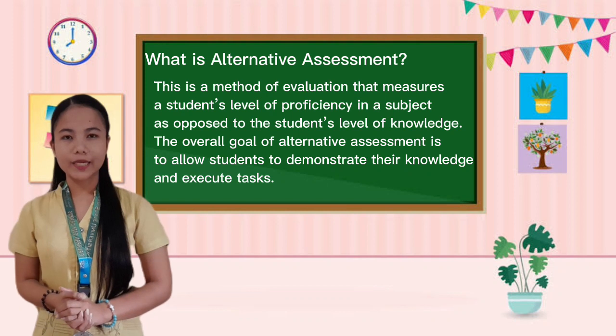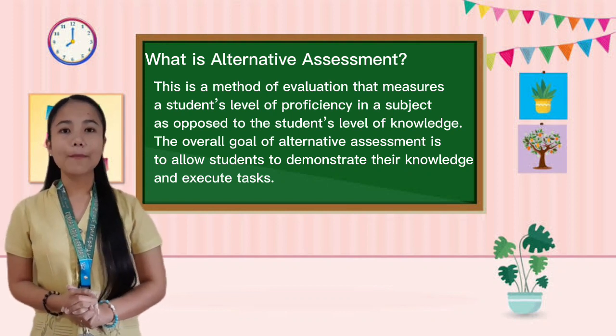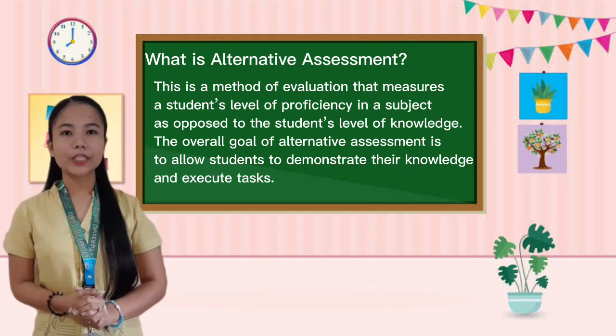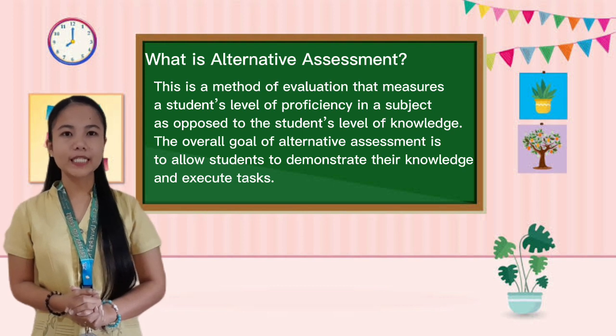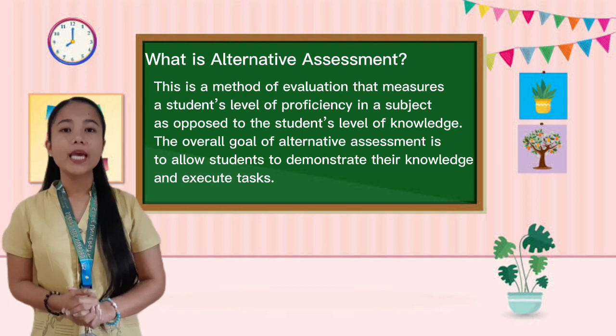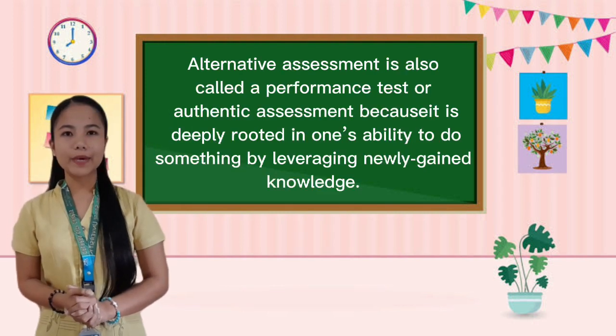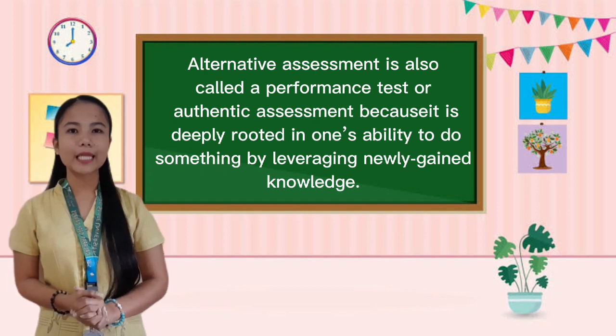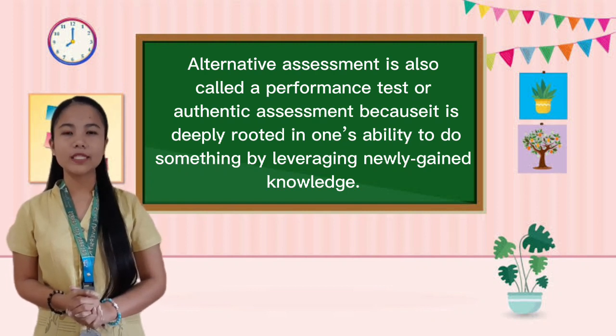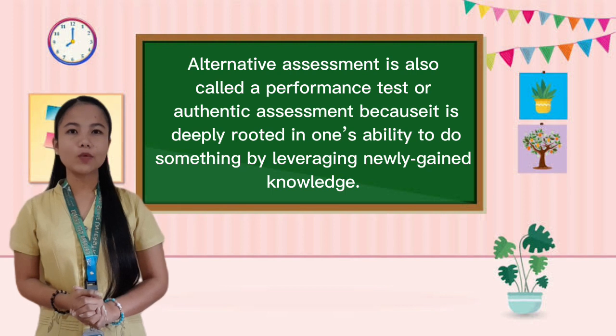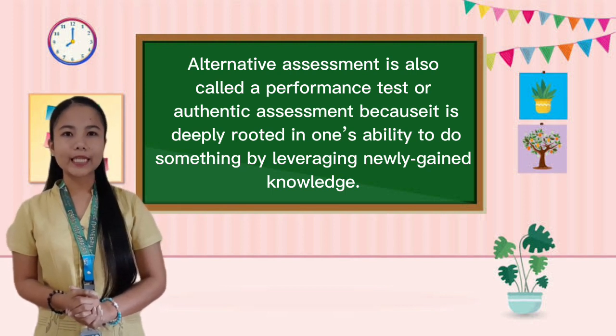What is alternative assessment? This is a method of evaluation that measures a student's level of proficiency in a subject as opposed to the student's level of knowledge. The overall goal of alternative assessment is to allow students to demonstrate their knowledge and execute tasks. Alternative assessment is also called a performance test or authentic assessment because it is deeply rooted in one's ability to do something by leveraging newly gained knowledge.